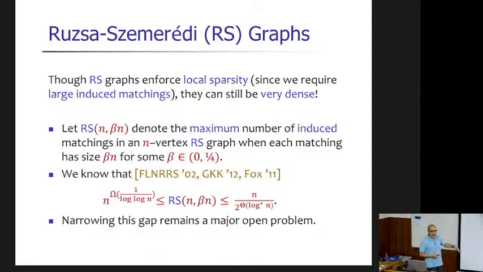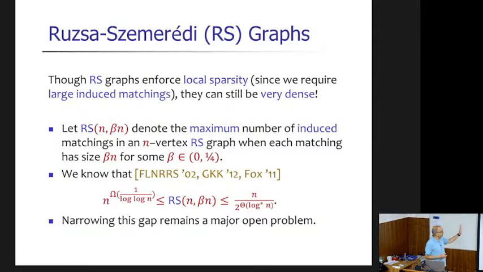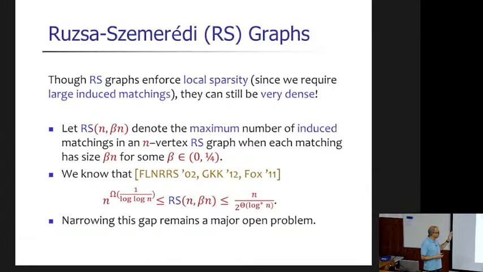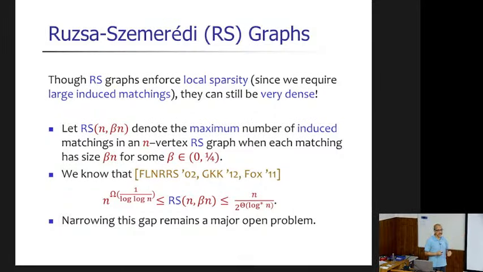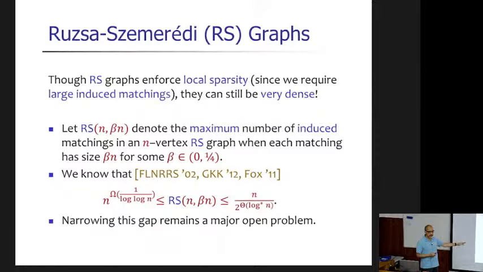So let me use the following parameterization, which I will use throughout the talk. RS of n comma beta n denotes the largest number of induced matchings that you can pack in an n vertex RS graph when each matching has size beta n. Okay, and beta is a constant between 0 and 1. Okay, so what do we know? We know that this number is sandwiched somewhere between n to the 1 over log log n and n over 2 to the log star n.